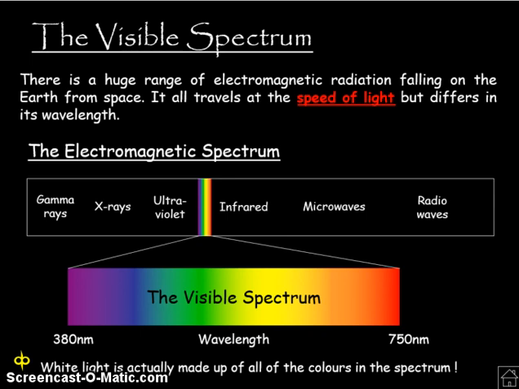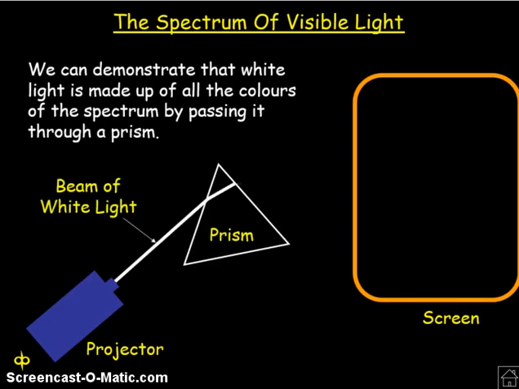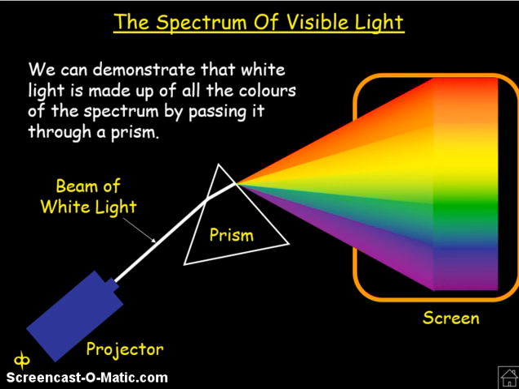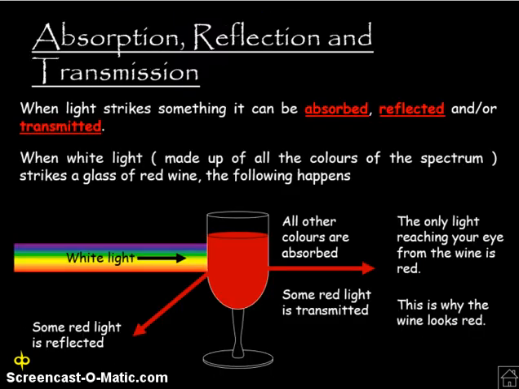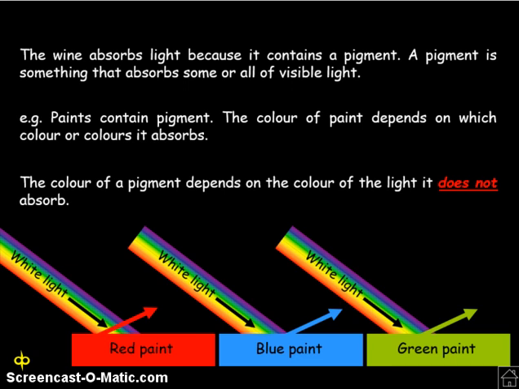White light is made of all colours of the visible spectrum. We can demonstrate that white light is made up of all the colours of the spectrum by passing it through a prism. When light strikes something, that light can either be absorbed, reflected, or transmitted. The light was absorbed because it contained a pigment.